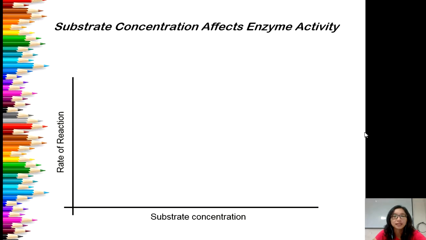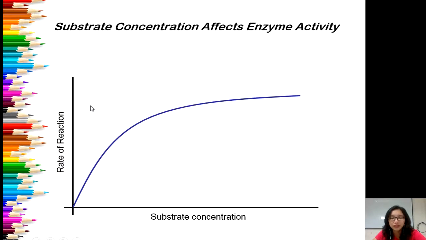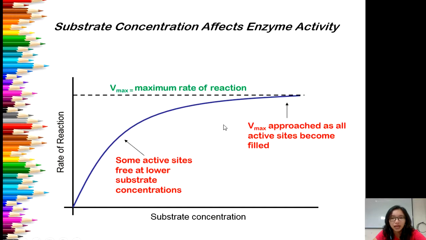Now the last is the concentration of substrate. This is how substrate concentration affects enzyme activity. The shape is like this. So how do we describe this? When the substrate concentration is low, the rate of reaction is also low. As the substrate concentration increases, the rate of reaction also increases. But it will reach a point where, if you add too much substrate, the rate of reaction will stay constant, or we can say it levels off. Like this. So what is happening?